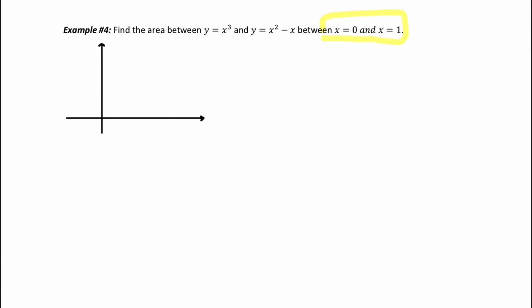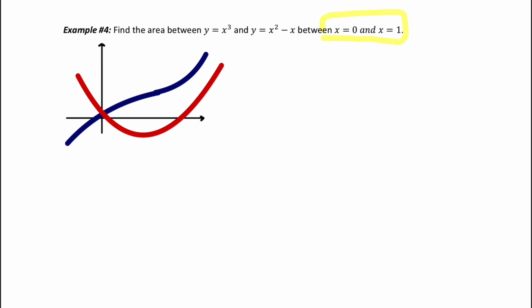So I already got the graphs out for you. If you have a y equals x cubed graph, it's going to look like this, okay? And if you have a y equals x squared minus x graph, it's going to look like this, okay? The question says that the range is between 0, the origin, and 1, which is where this red graph is probably intersecting the x-axis. So we have to calculate the area here, okay?